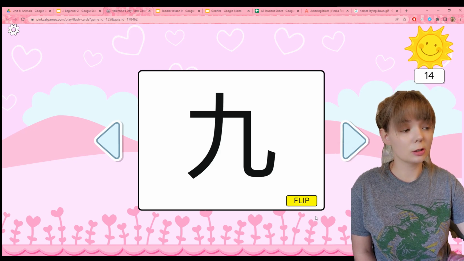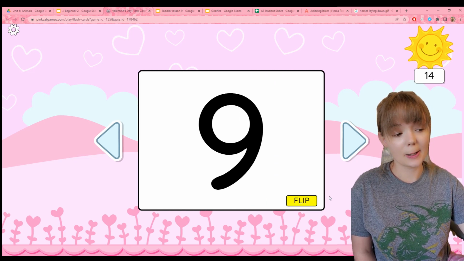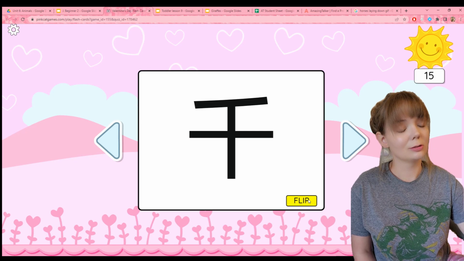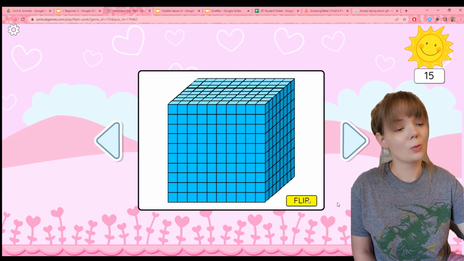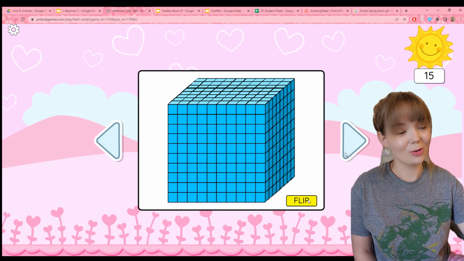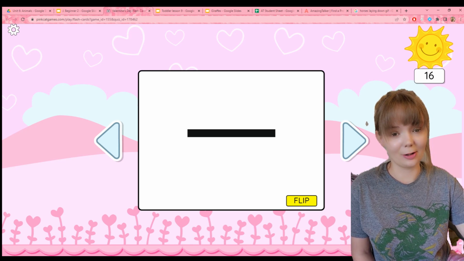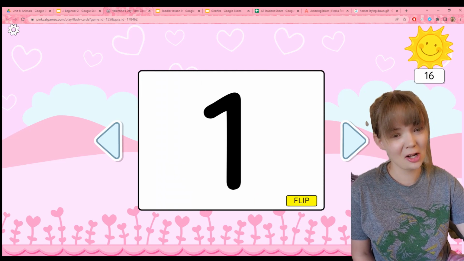Okay, almost done. This is another number. This one is 9. Okay, how about that one? Bigger than 100, less than 10,000. This one is 1,000. There are 1,000 little cubes here. Oh, that's the easiest one out there. Like, if you don't know this one, we have a problem. This is 1. Number 1.